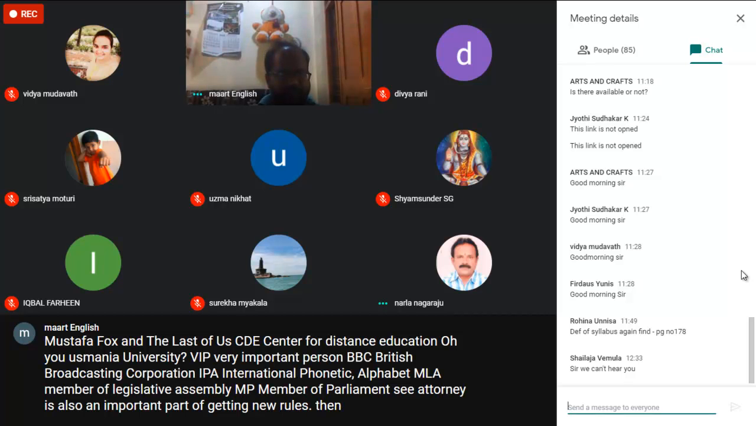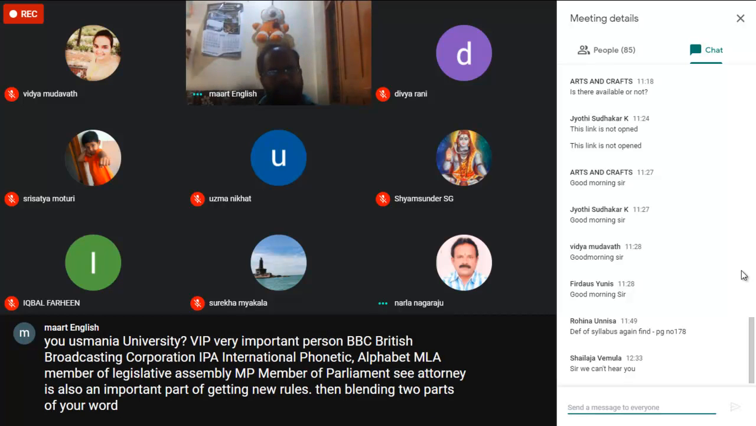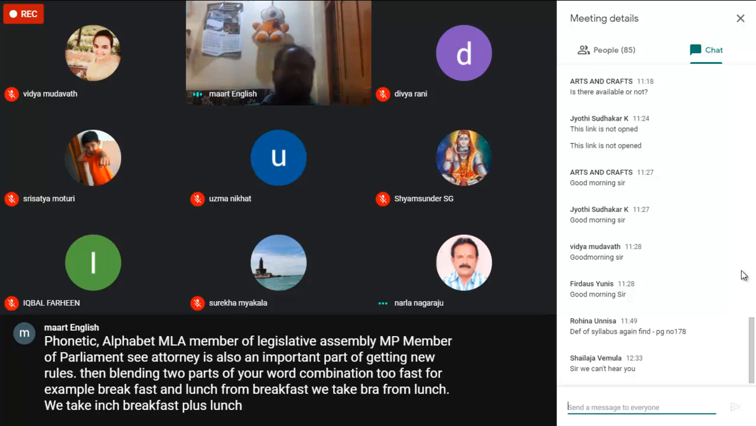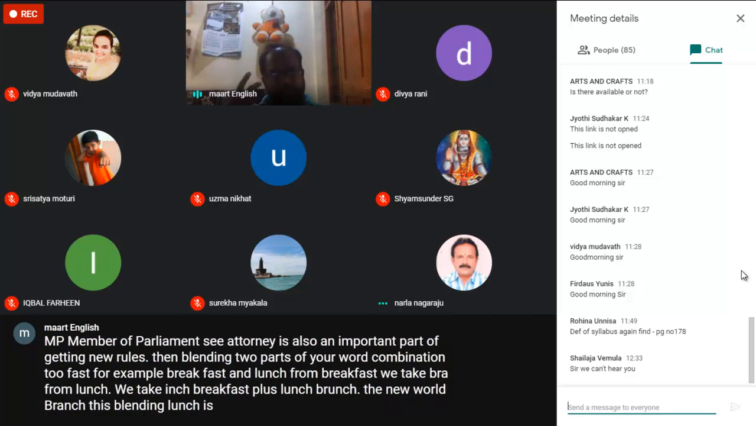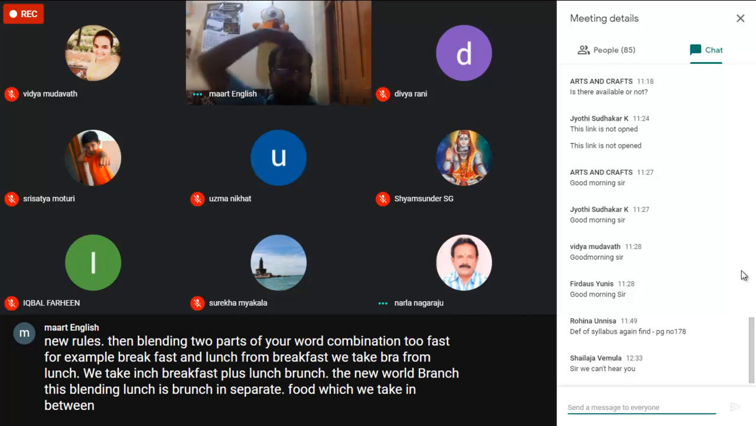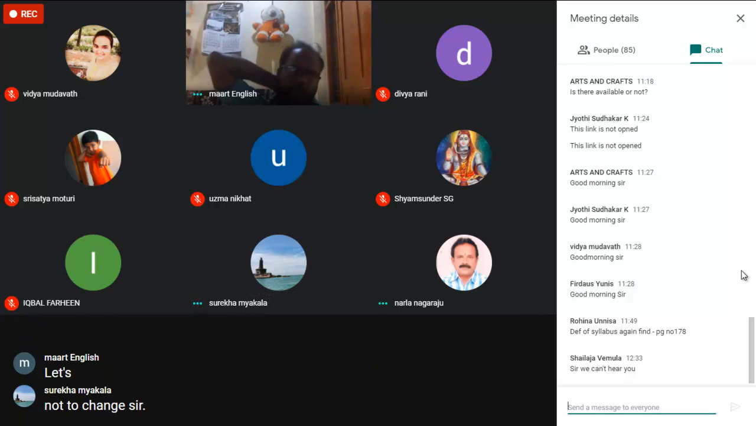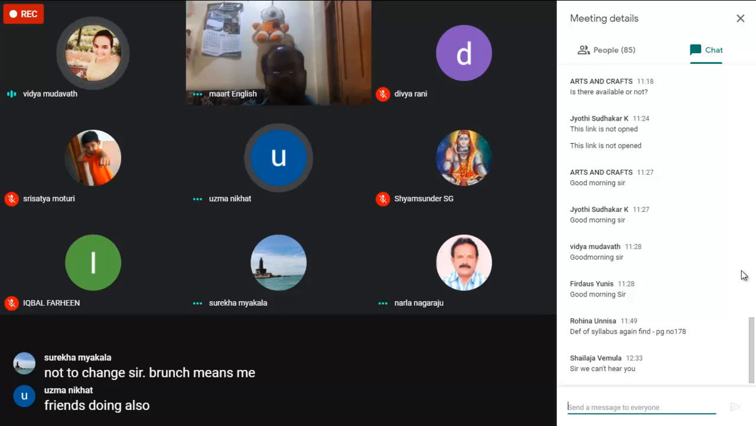Then blending. Combination of two parts of words. For example, breakfast and lunch. From breakfast we take br. From lunch we take unch. Breakfast plus lunch, brunch. The new word, brunch. This is blending. Brunch is a separate meal which we take in between breakfast and lunch. Meaning also changes in blending.